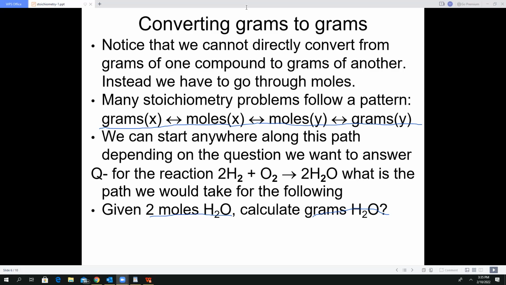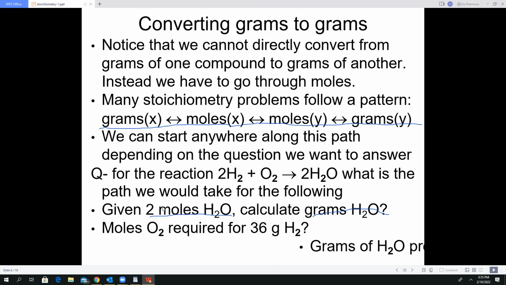Okay. You're saying moles of Y to grams of Y, but okay. You notice how you got 2 moles of water and grams of water. That is correct. You can start either way: moles of Y to grams of Y, or moles of X to grams of X, either one. We don't know what X or Y are, right? So we're good. All right. So now you have another question to answer. For this question, where would you start on this path?